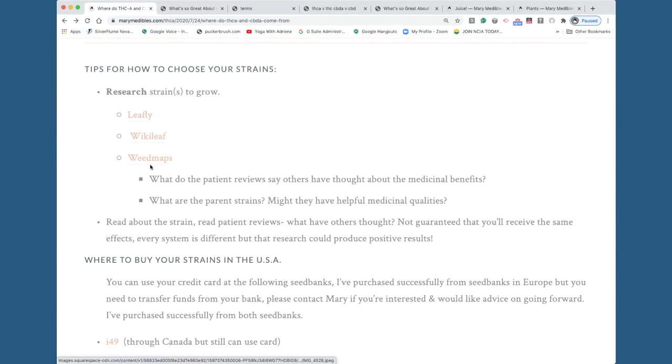But what is most impressive that I have found is if you read the patient reviews and see what others have thought about the medicinal benefits. And if you look at the parent strains of certain strains, that might point you in the right direction, because you can ask what people have thought about these parent strains, and might they have helpful medicinal qualities? So you can really break it down by looking at the genealogy of the plant, if you take the time to do so.